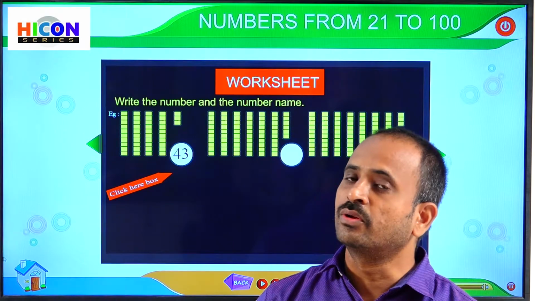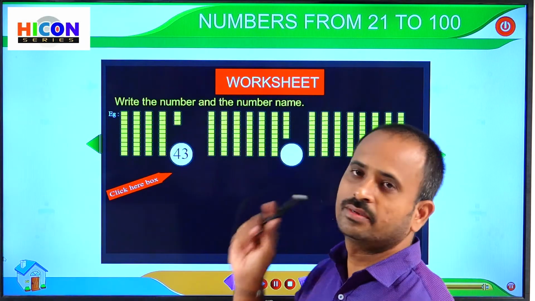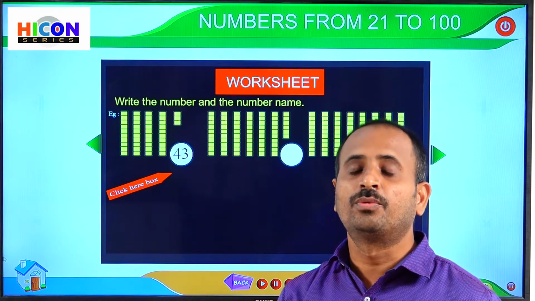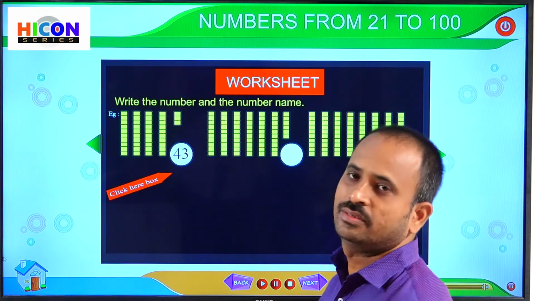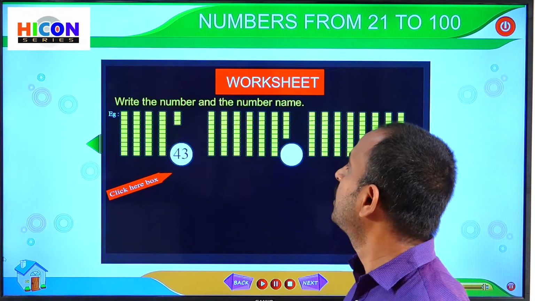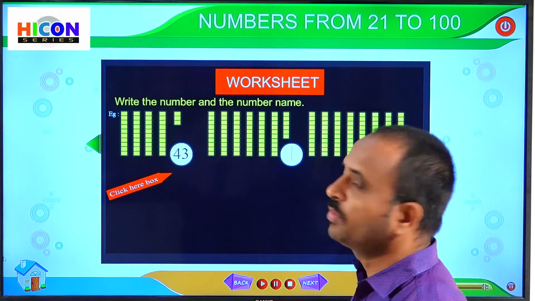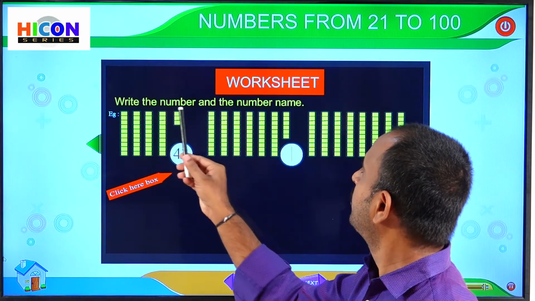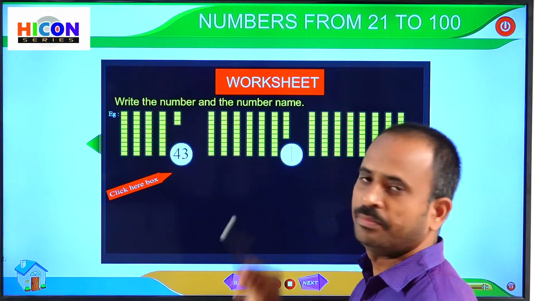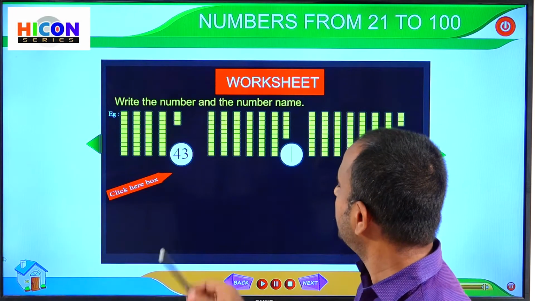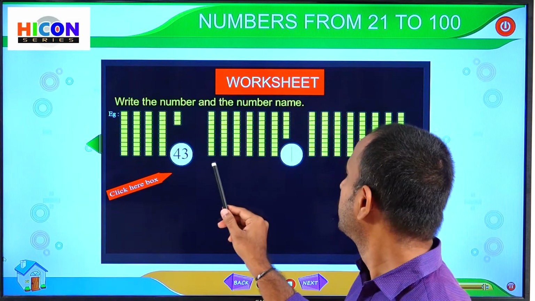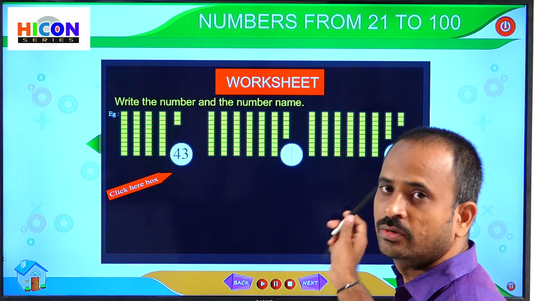So now we will go to the worksheet. So let us recall the topics we have discussed up to now. We will practice some problems on the topics we have learned in this chapter. So the first problem in this worksheet is write the number and the number name. So children, let us see an example. One example is given here. By using this example, we have to do the remaining two problems.